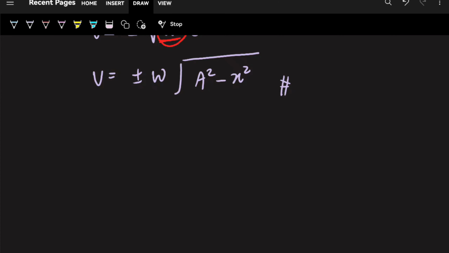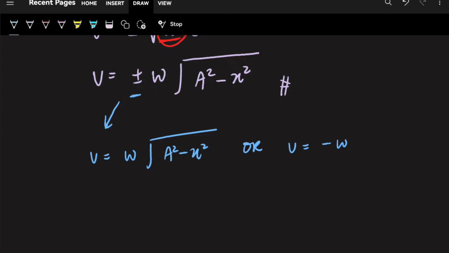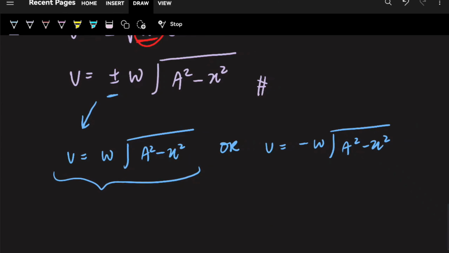Okay, so we know that this plus minus ideally means v is equal to omega square root a square minus x square, or v is equal to minus omega square root a square minus x square. So I'm going to derive using this one. You can also derive using this. Both equations are going to yield you an equation of x. So I'm going to do the one on the left hand side. Then you can try later on the right hand side and see if you can get an equation.